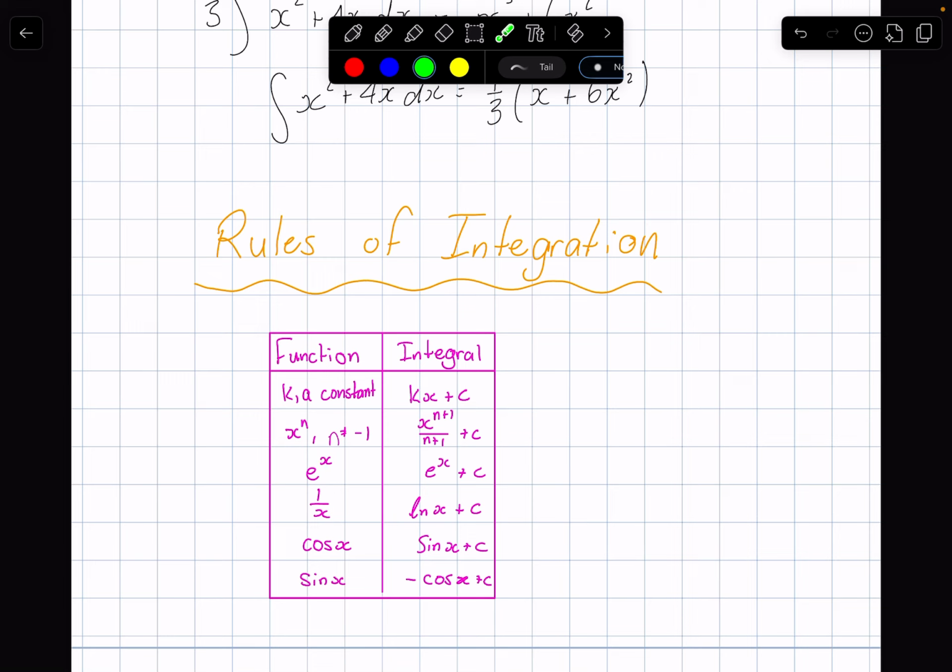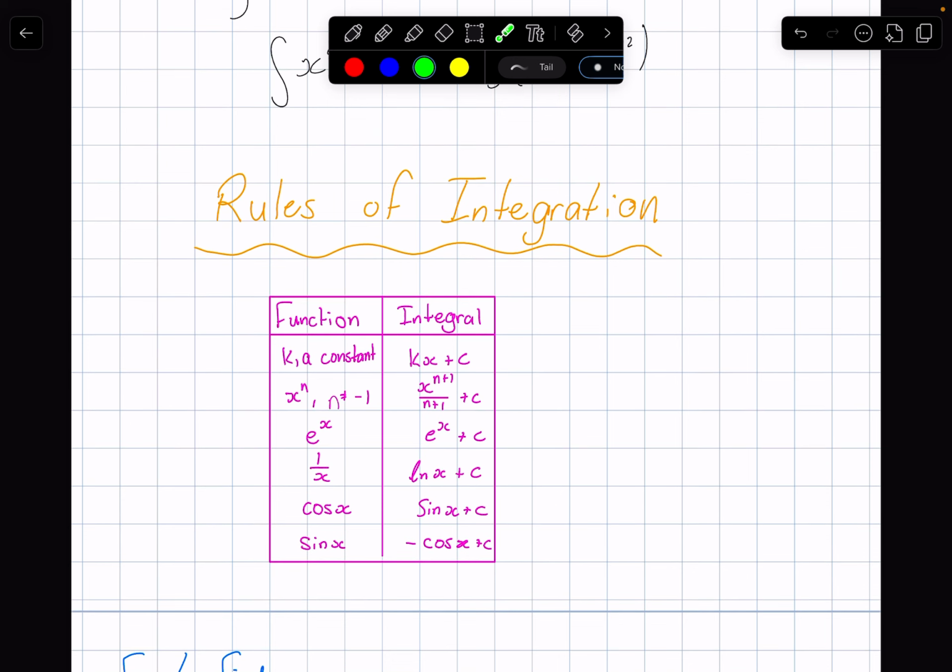If I have e to the x, my integral is e to the x plus my constant. So all of these have this constant added to it because, like I said before, if I differentiate a constant, it goes to 0. So we need to bring it back in. Now remember, e to the x is the only function whose derivative is itself, which means the integral is also itself. If I have 1 over x, that brings me ln x plus c. So this is the condition where n equals -1. All right, so that goes to natural log. Cos of x goes to sine x plus c, and sine x goes to negative cos x plus c.